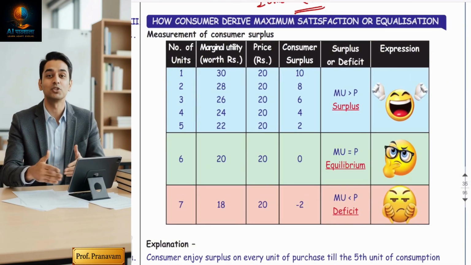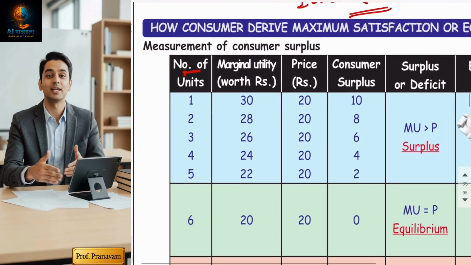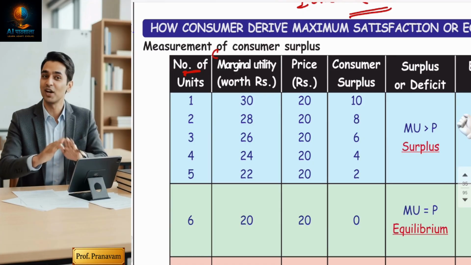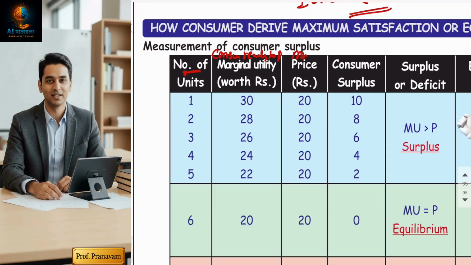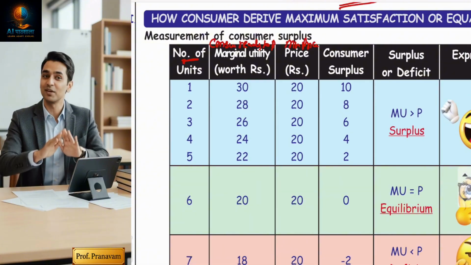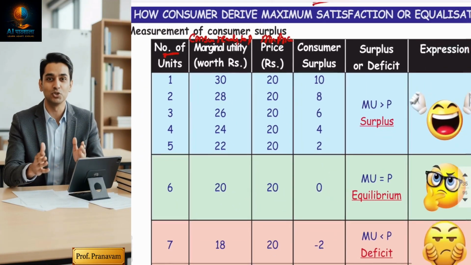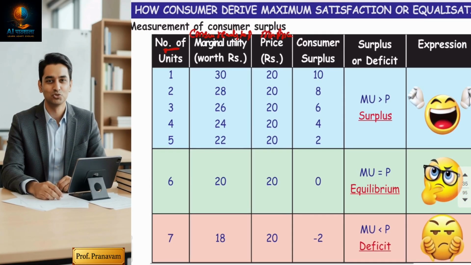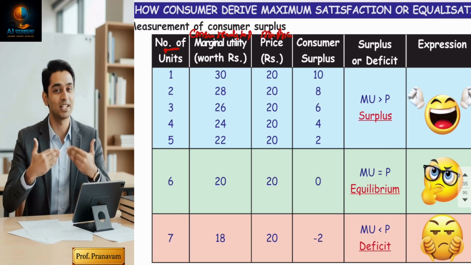When the consumer finds consumer surplus, now see to it: number of units and marginal utility. Marginal utility means the consumer is mentally prepared to pay, the consumer is ready to pay. And price means market price. So sir, how is marginal utility what the consumer is ready to pay? For example, you know the law of DMU. As more and more units you consume, your marginal utility keeps on diminishing. The first unit gives you maximum marginal utility.